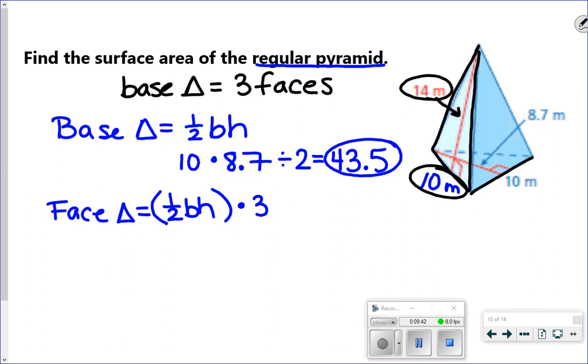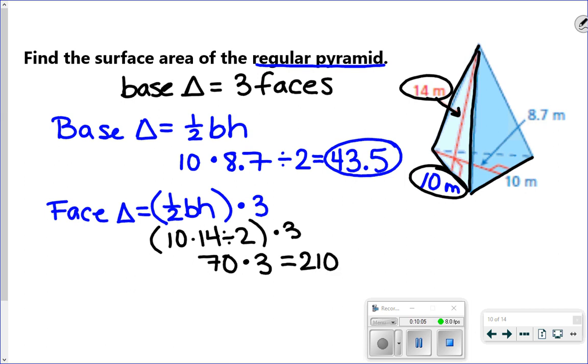Okay, so I'm going to put my numbers into my formula now. 10 times 14 divided by 2 times 3. 10 times 14, that's 140, and then divided by 2, that's going to give me 70. That's the area of one triangle, and then I'm going to do times 3. That's going to give me 210. That's the area of my face triangles.